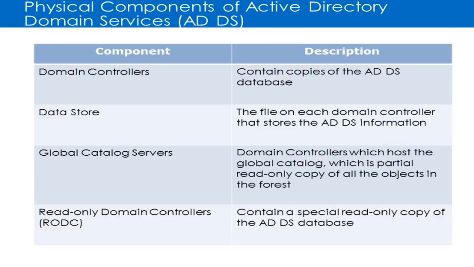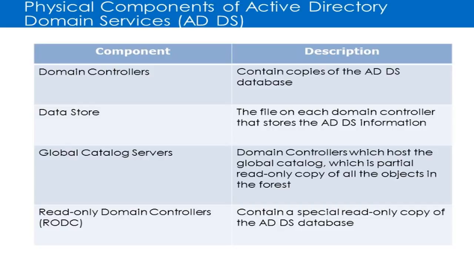The data store, as I just mentioned a moment ago when we talked about partition, is the physical file, the actual file you will find on the domain controller that stores that database. It stores all the objects, all the Active Directory domain services information. Then we have a global catalog server, which we're going to see in just a moment when we go through the wizard. We'll see the option for these last two, global catalog and read-only domain controllers.